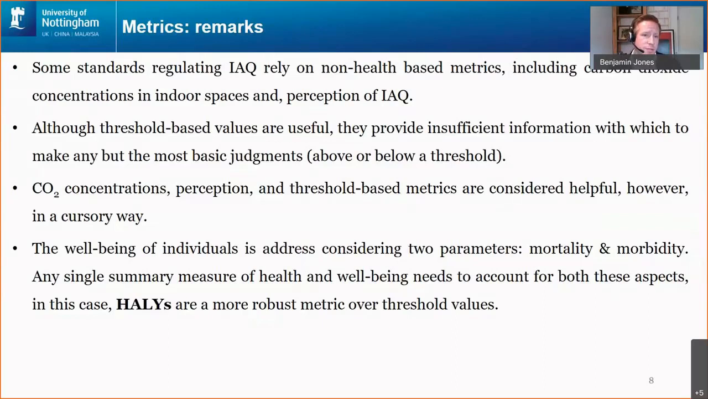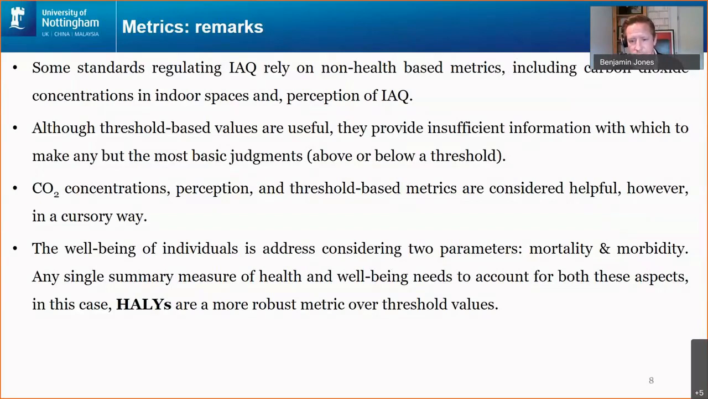And so metrics like CO2 concentration or perception and so on are maybe helpful in the short term, but they're only helpful in a cursory way. They're not helpful necessarily in a definite way. We need to think then about the well-being of individuals, which is addressed by considering two parameters.